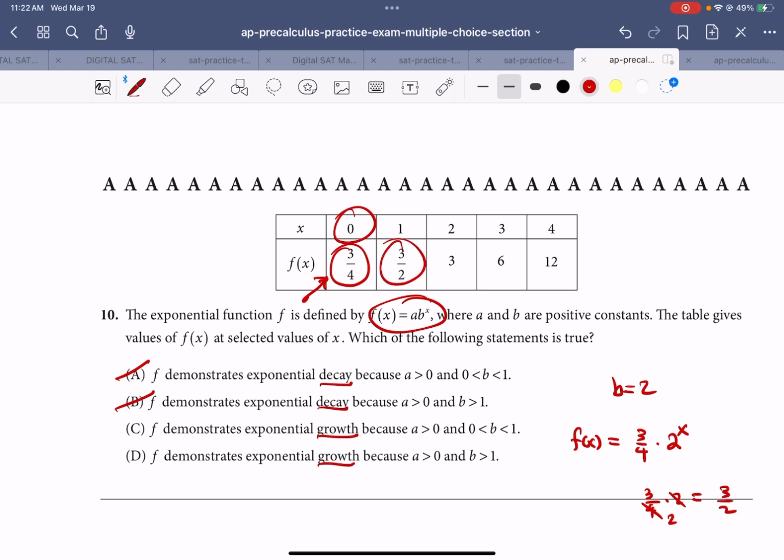So we know that it should be exponential growth. Why? As long as your b value is greater than 1, that's exponential growth. If your b value is between 0 and 1, we call it exponential decay. This one is decay, but this one, since it's a 2, is growth. So the answer is, let's see, D, right? Because b is greater than 1.